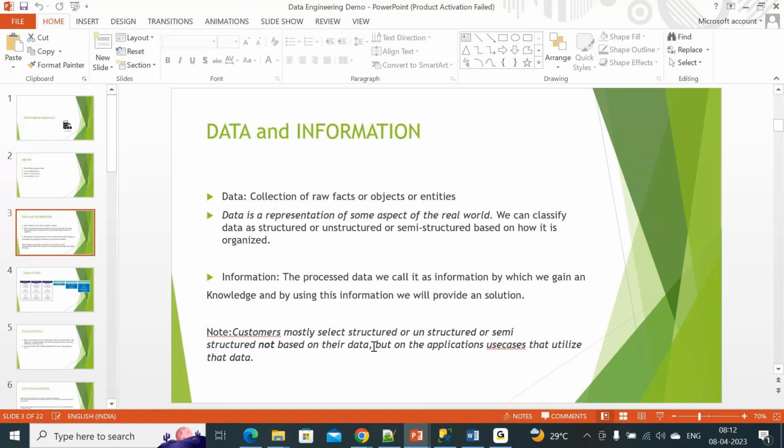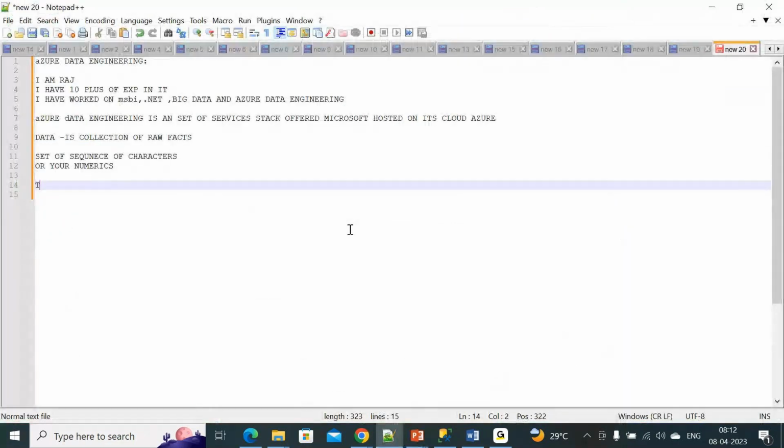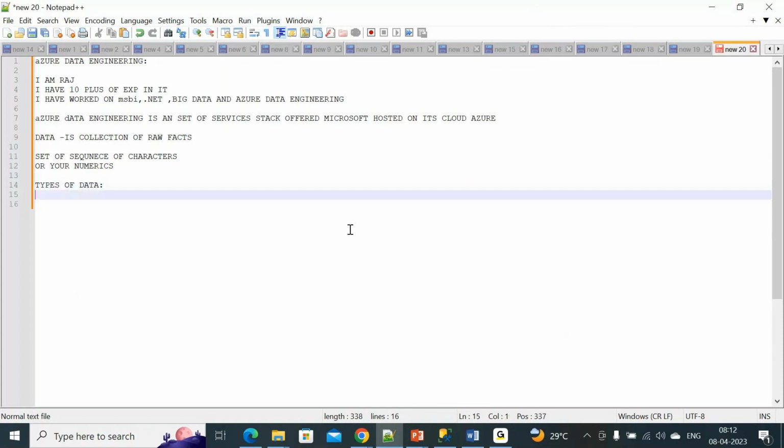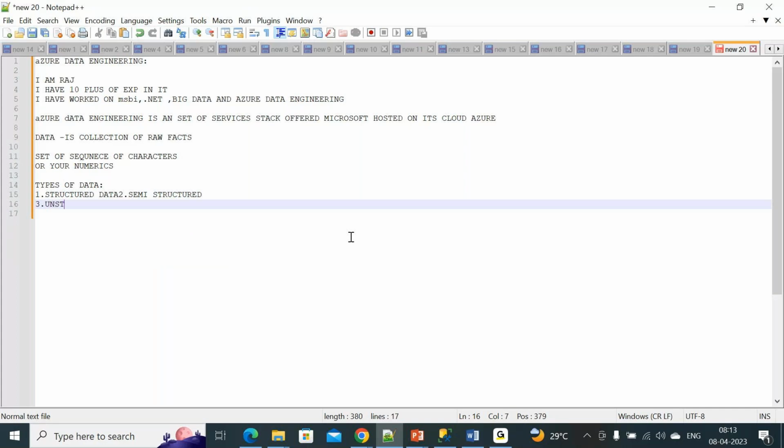Now, next question. What kind of data do you see every day? Types of data. Before going into everything, I'm going with the basics. What kind of data do you see in your everyday real world? Everyone uses a PC, right? What types of data do we have in the world? One is structured data. The second one, semi-structured. And the third one, unstructured data.